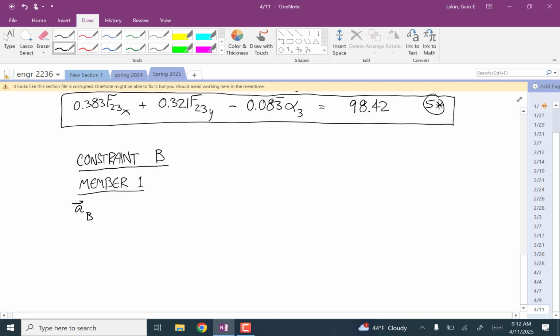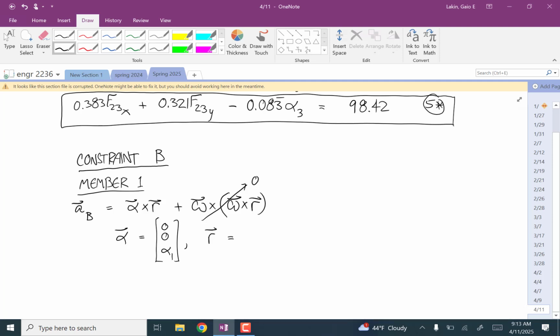This one has a fixed point, so all we need is straight circular motion equation, watermelon equation. So this is equal to alpha cross r plus omega cross quantity omega cross r. All the omegas are 0, so that goes away. Alpha, the vector alpha, is 0, 0, alpha 1. And the r vector, this is the vector from the center of the circular motion to the point we care about, the point B.